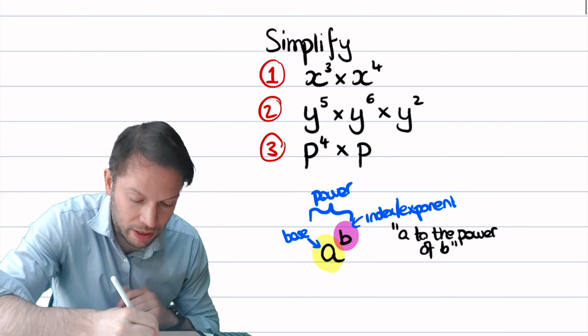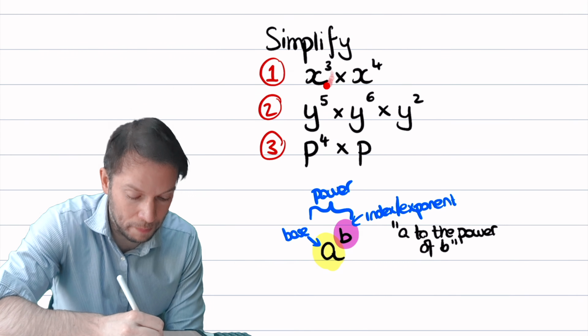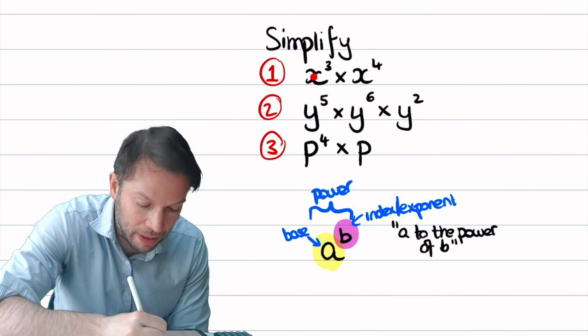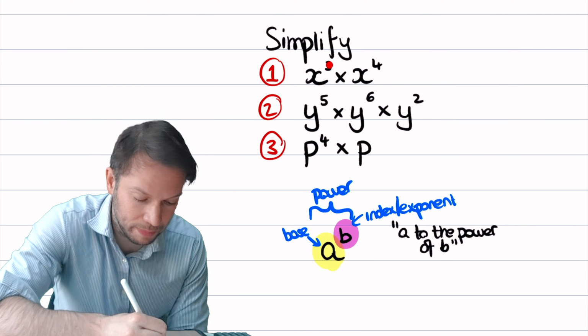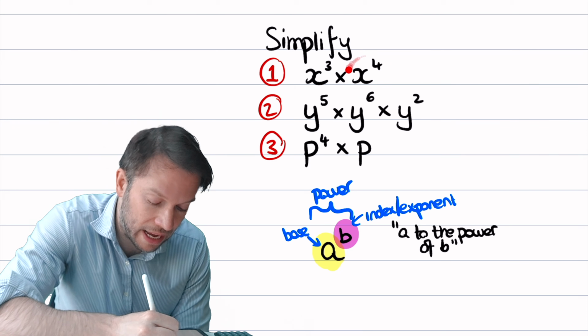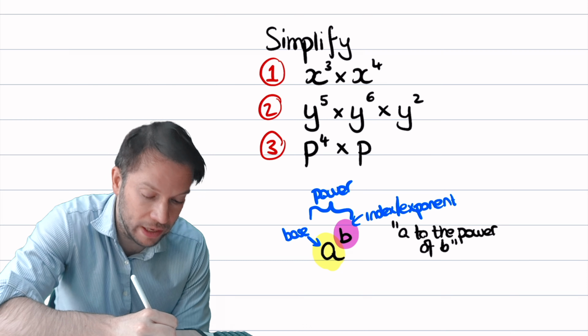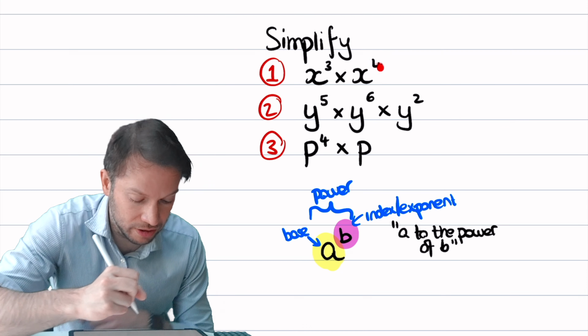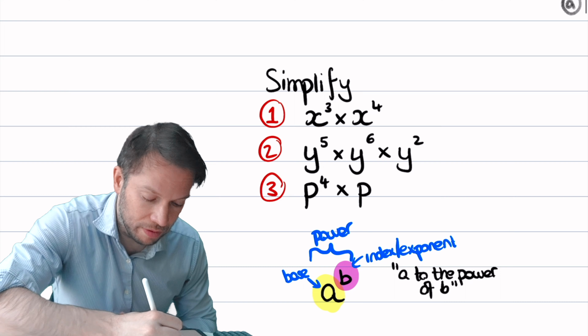So for example, x to the power 3 is a power, and the x is the base, and the 3 is the index or exponent. The x to the 4 is a power, the x is the base, the 4 is the index, also known as the exponent. Now, how are we going to simplify these?